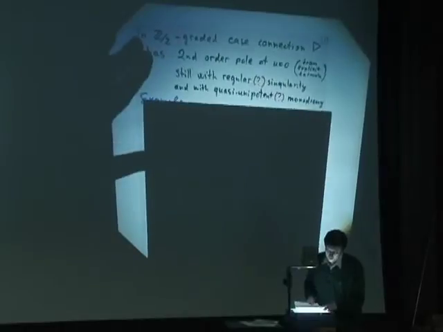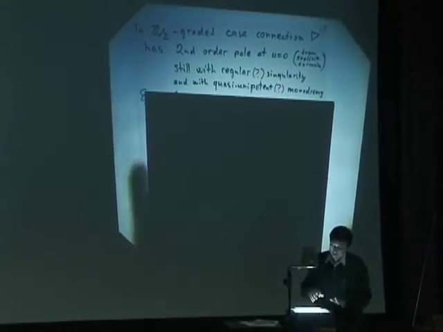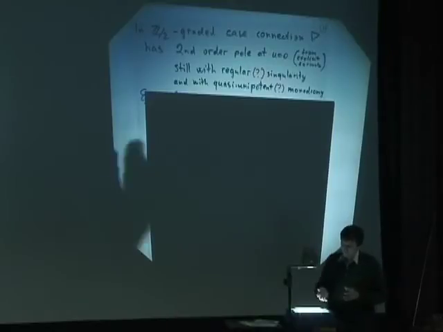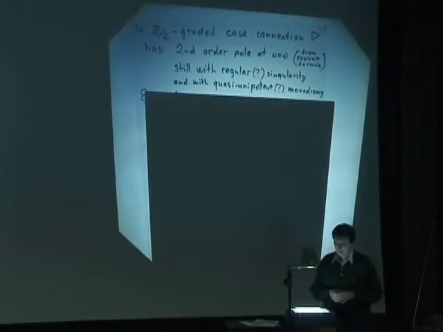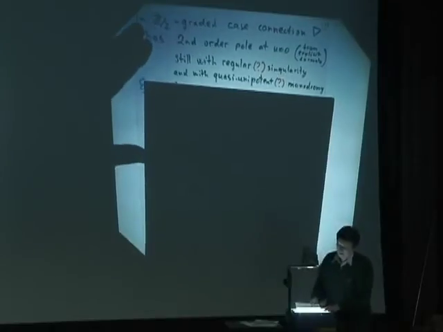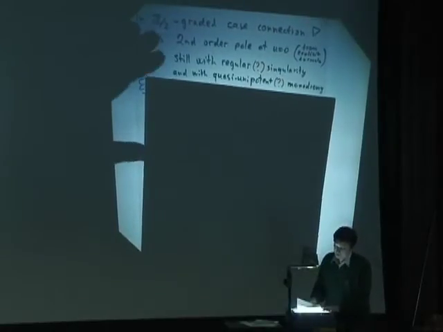So this explains that in Z2 graded cases, the connection has a second order pole, and the example suggests that it still has regular singularity. So it means that under some transformation with Laurent coefficients, you get a first order pole. And then one can speak about monodromy for such things, and the monodromy should be quasi-unipotent. So all eigenvalues of the residue will be rational numbers.